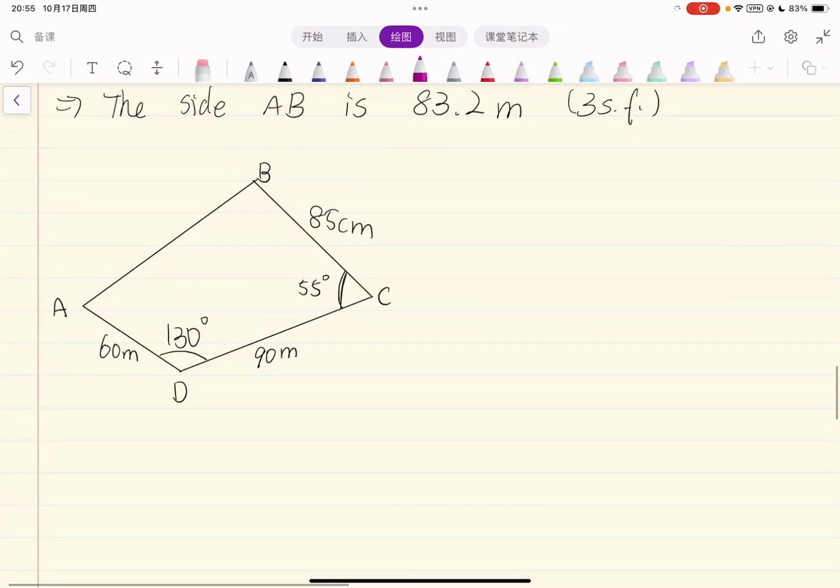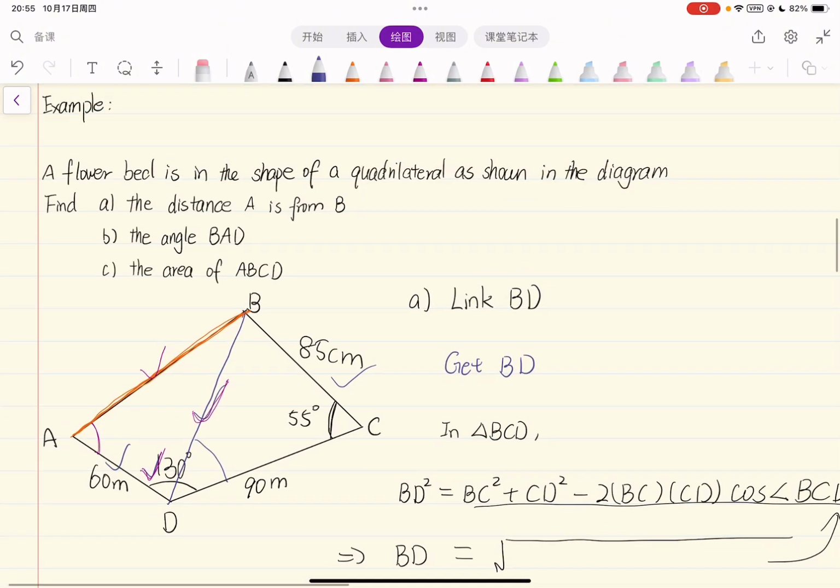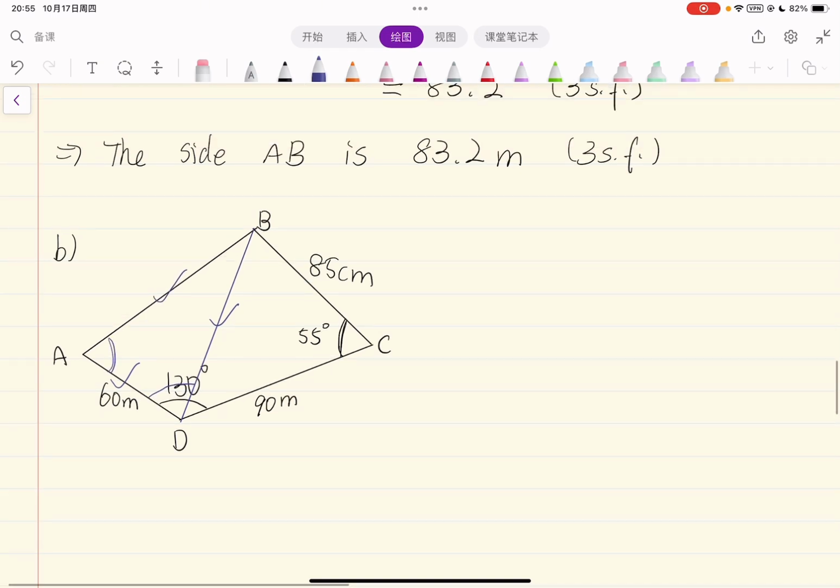Let us see. So that is for part B. For convenience, let me redraw the graph. So we know BD, we know angle ADB, and we know AD. We want to find the angle BAD. We also know this side from part A. So we can use the sine rule.